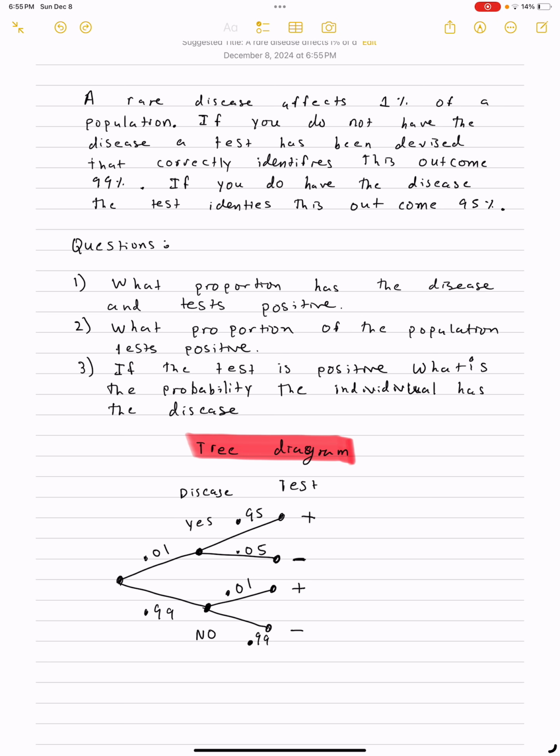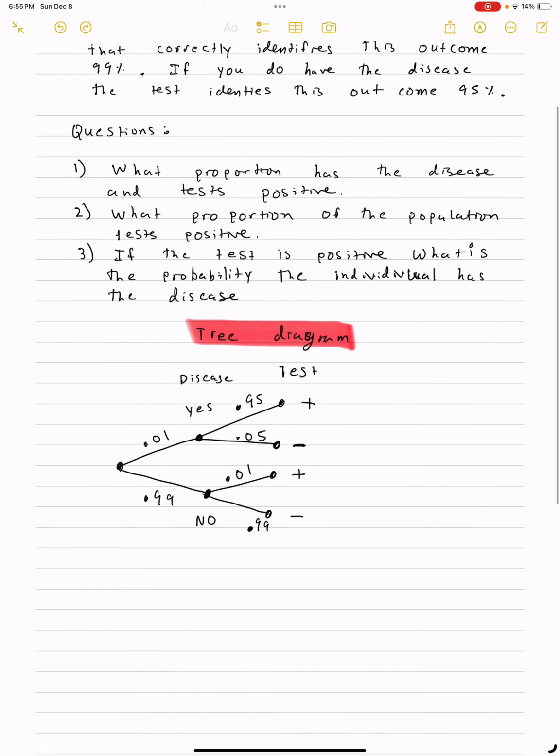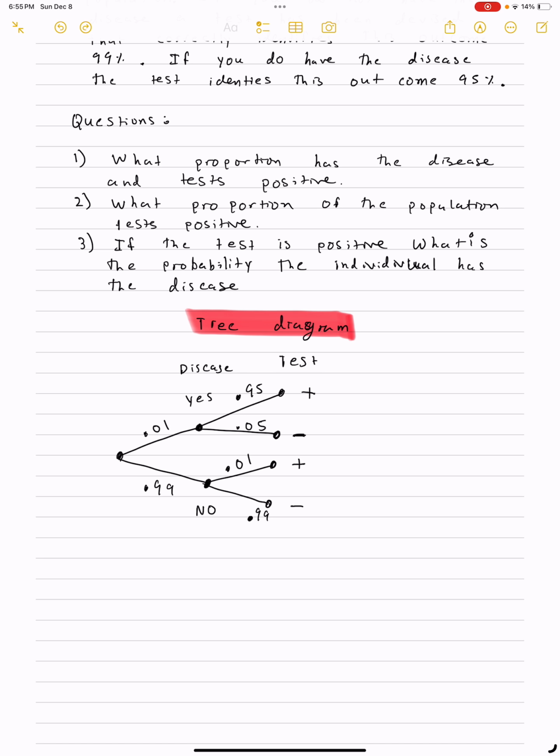Okay, let's answer some of these questions. One thing that I'd like to write down is it asked this question in number 1. Let me change my pen here.